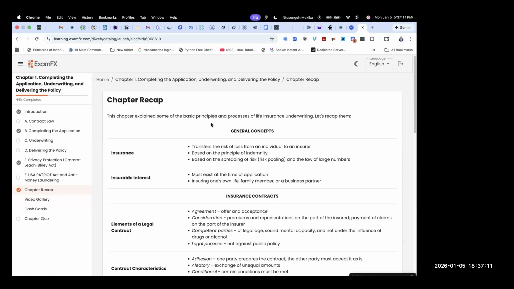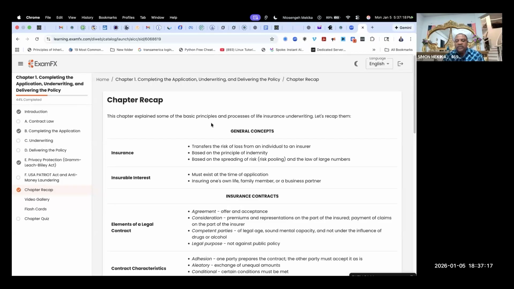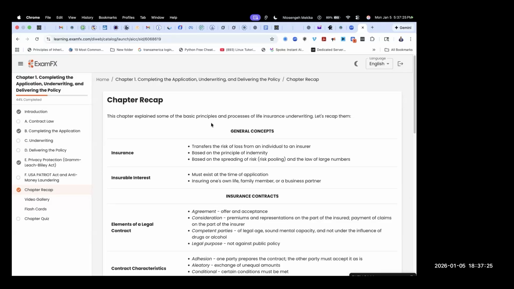All right, let's go. Insurable interest must exist at the time of application. Insuring one's own life, family member, or a business partner.